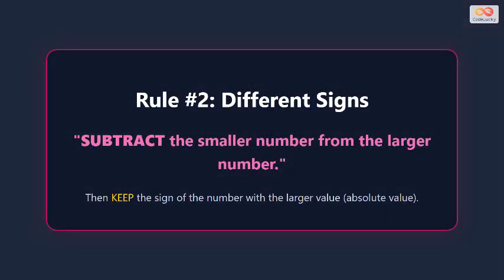Here is the rule for different signs. Ignore the signs for a moment and subtract the smaller number from the larger number. Then, give your answer the sign of the number that had the larger absolute value. If you have more negatives, the answer is negative.